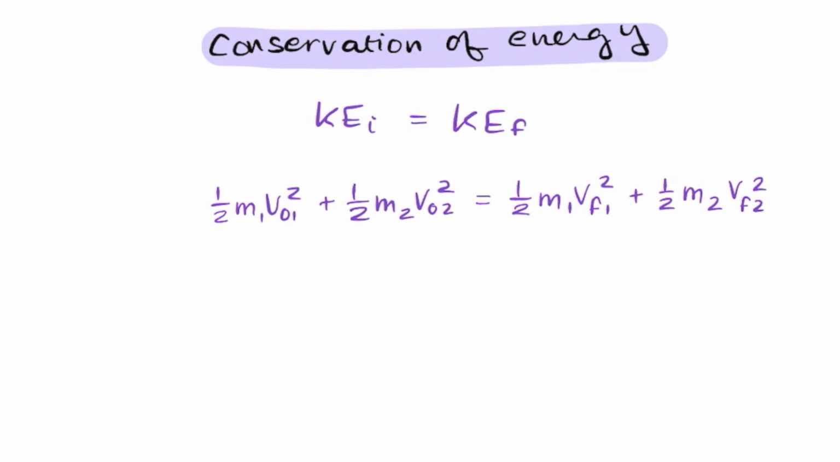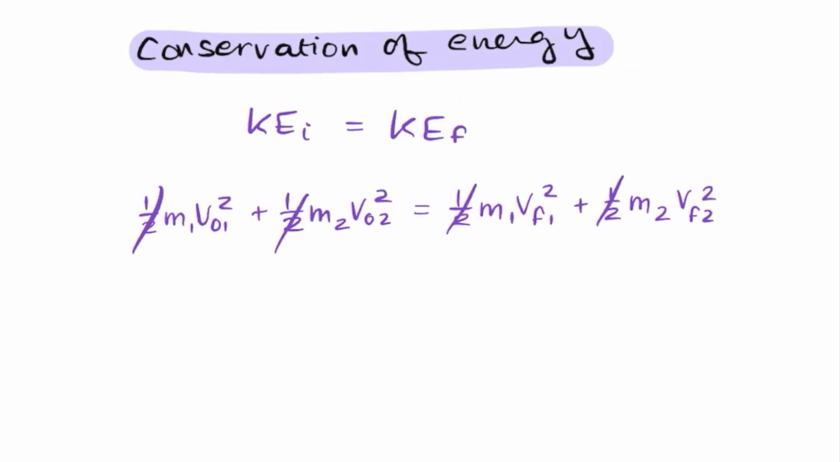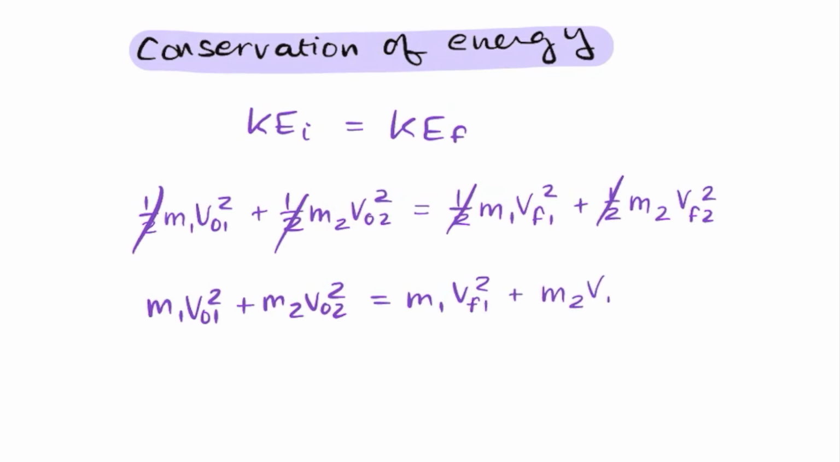Here, as you can see, all the terms have a half. We can cancel all the halves out. So we're left with mass 1 times velocity initial 1 squared plus mass 2 times velocity initial 2 squared equals mass 1 times velocity final 1 squared plus mass 2 times velocity final 2 squared.